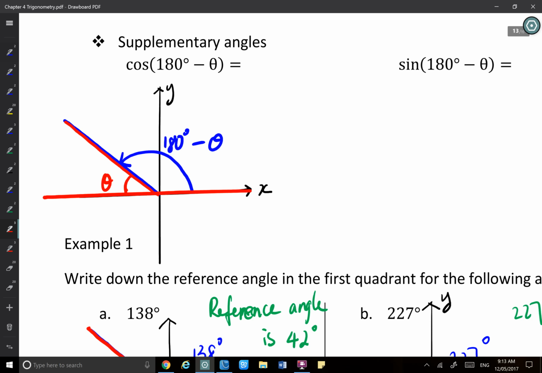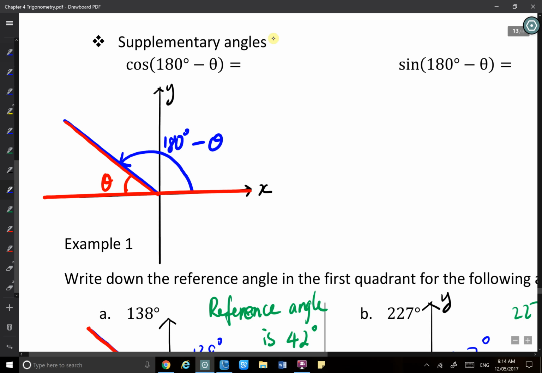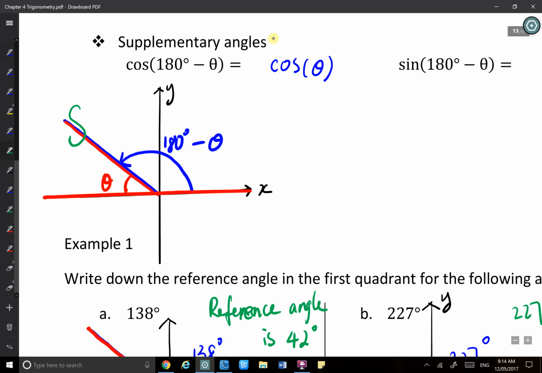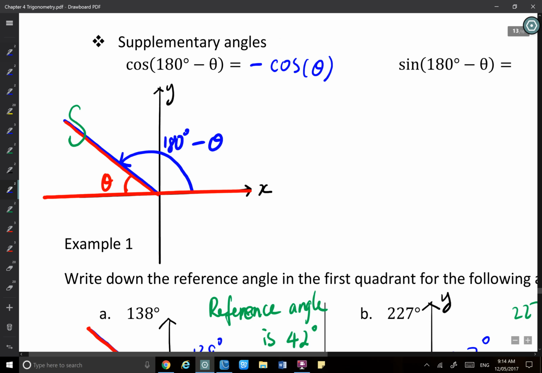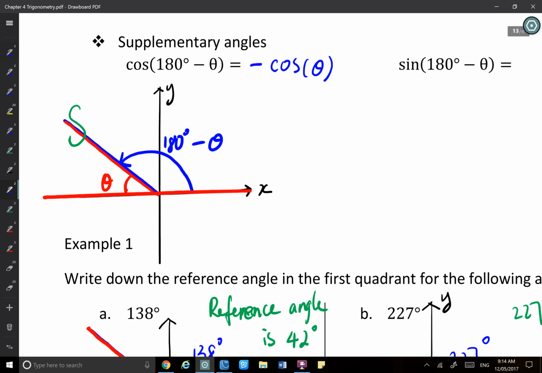I can change 180 minus theta into theta, right? Change it into the reference angle. So what I can have is cosine theta. But which quadrant is this quadrant? Sine, right? Sine is positive in this quadrant. So cosine will be negative. So I'll have negative cosine theta. So cosine of 180 minus theta will be negative cosine theta.